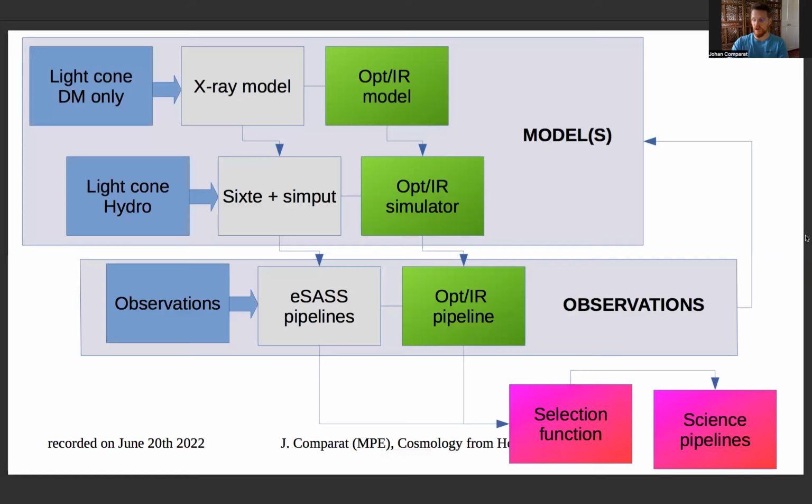So first, we have to simulate the large-scale structure in the X-ray, a set of models. We start from a dark matter light cone, populated with the X-ray and the optical infrared model. Then through the SIXTE simulator, we create events following the eROSITA scanning strategy. And with the eSASS pipelines, the eROSITA pipelines, we detect objects, we classify objects, and so on. Then at the end of the simulations, we can create a selection function and use it in scientific pipelines.